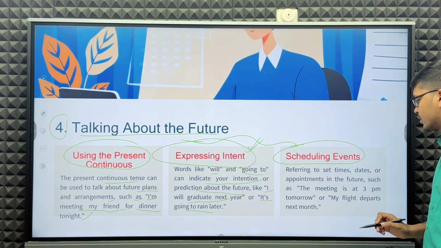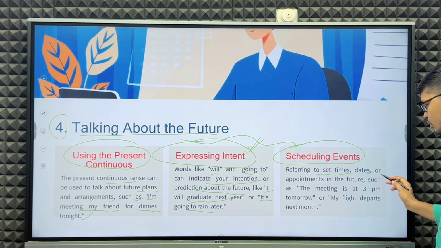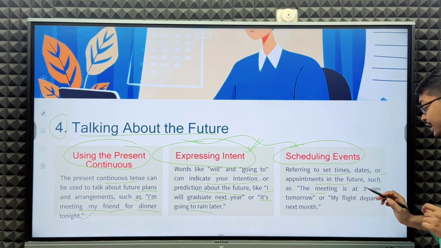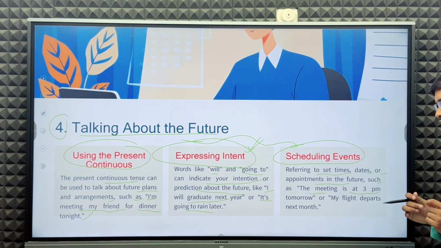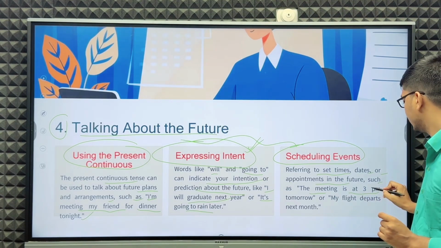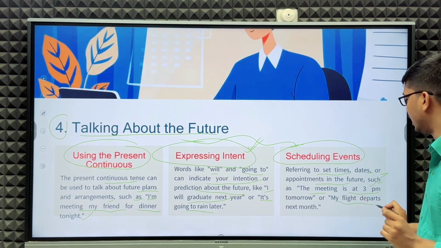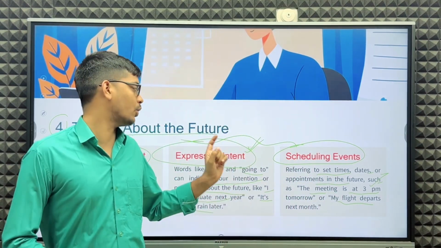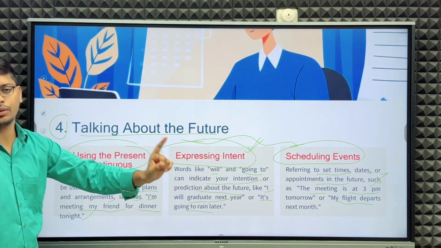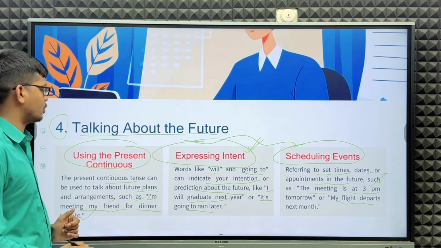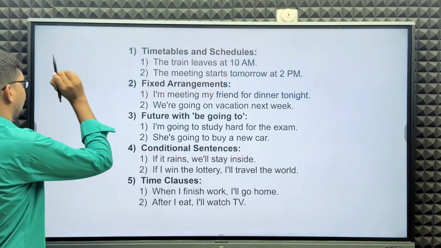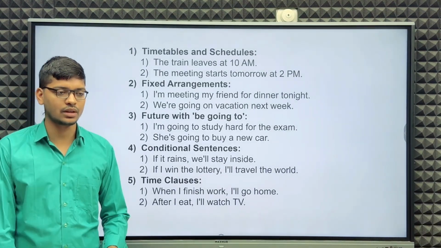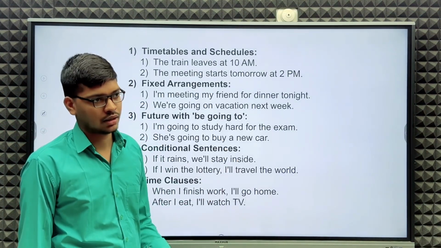Next, scheduling events, referring to set times, dates, or appointments in the future, such as the meeting is at 3 p.m. tomorrow. My flight departs next time. So for scheduling events, we can also use the simple present tense. Okay, let's see the next point. So there are examples. Let's understand this concept with examples.